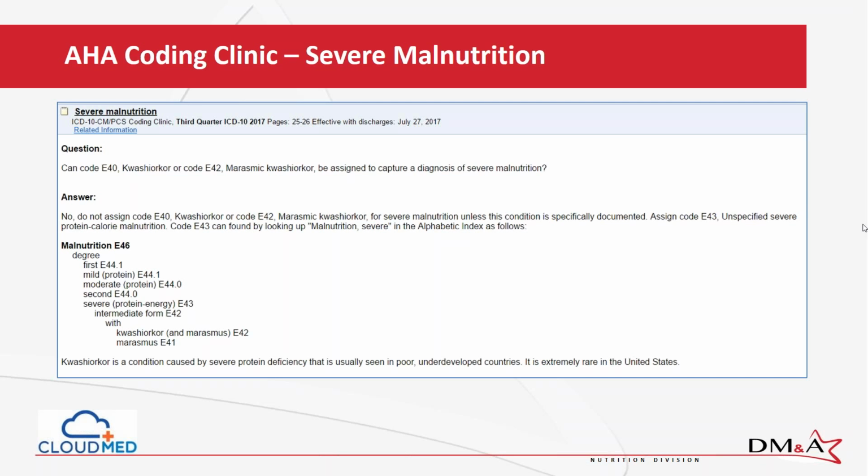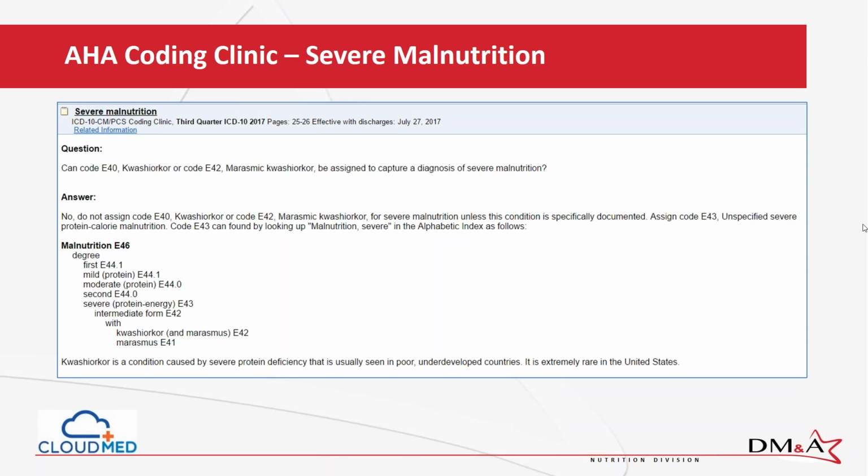And so the question was, can they assign that E40 or E42, which is now a new code for an intermediate malnutrition, or they call it marasmic kwashiorkor. But would those codes be assigned for a diagnosis that was documented as severe malnutrition? And the answer is no. And that goes back to what we refer to as a coding convention.